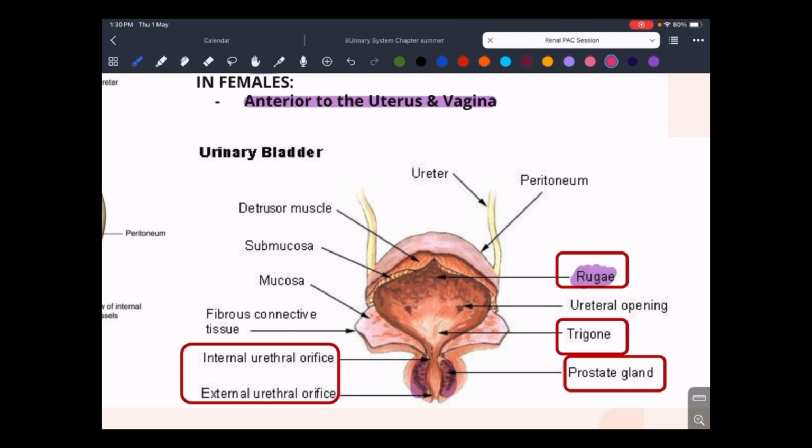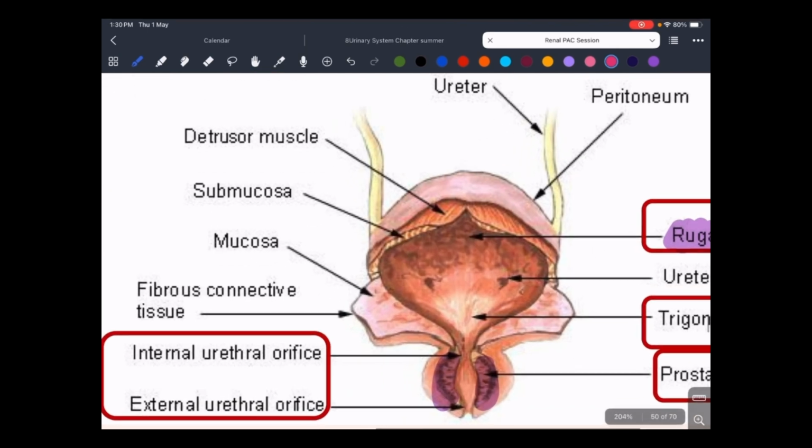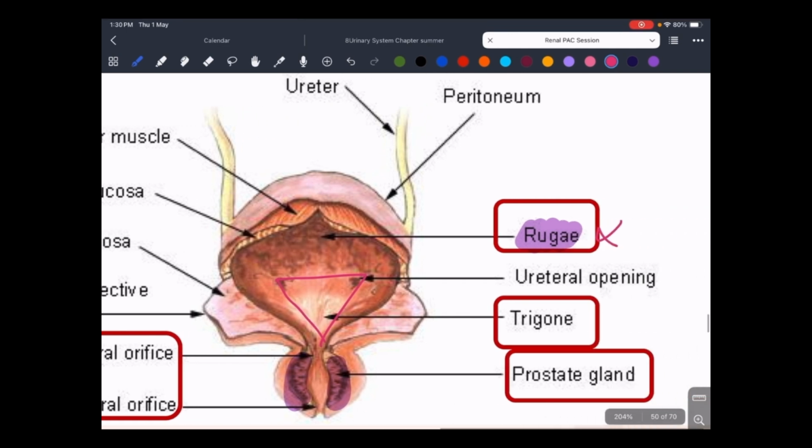And usually when the bladder is full, these are not seen. But when it's empty, they are seen, okay? Another very interesting structure in the bladder is called the trigone, which means triangle, right? It's this triangular aspect of the bladder.